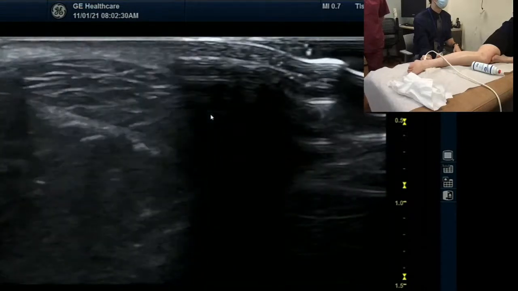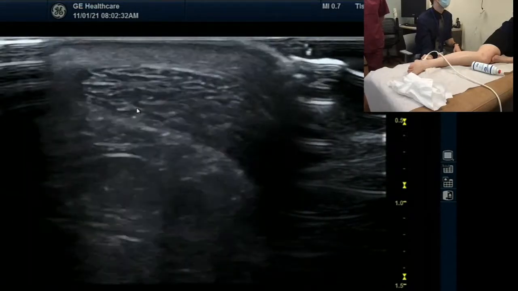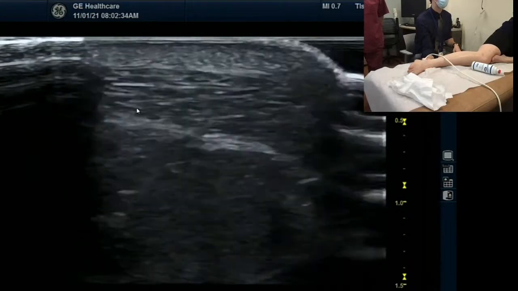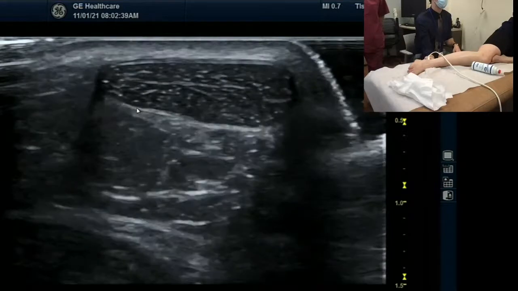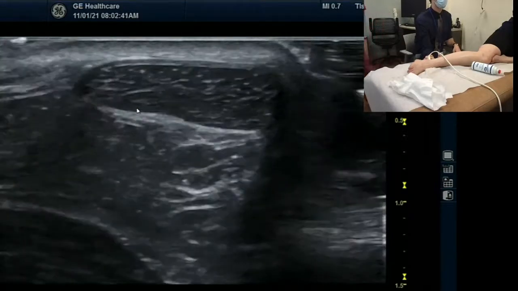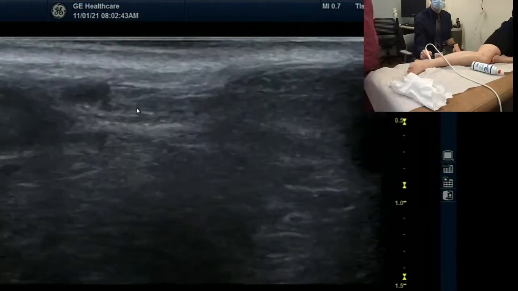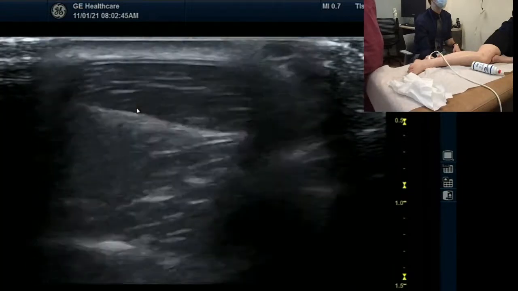I don't see any bumps, but right there, a beautiful Achilles tendon.